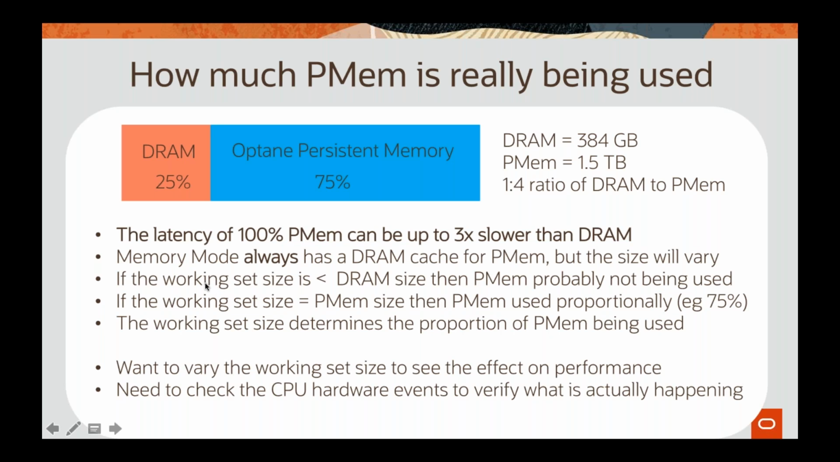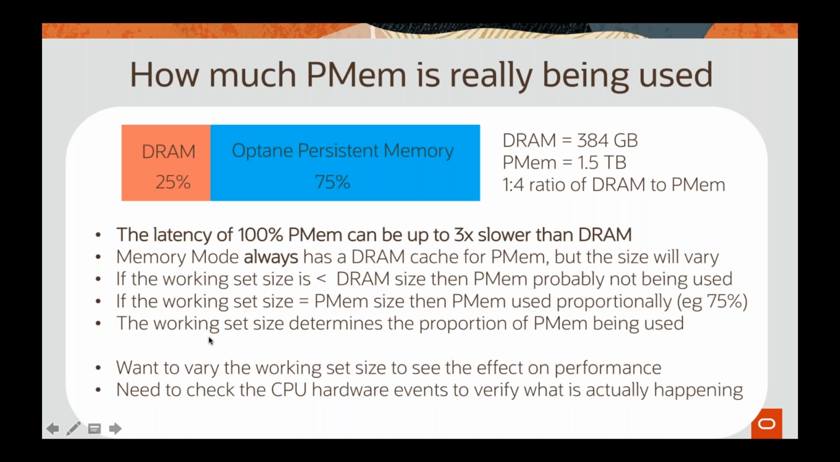Now with your system, if you're lucky enough that your working set size is smaller than the DRAM, then you probably may not be using persistent memory at all. And I say probably because it depends. If your working set size is really large, like it takes up all of the memory on the machine, because the working set is larger than DRAM, you're going to be using some proportion of persistent memory. So it's going to depend.